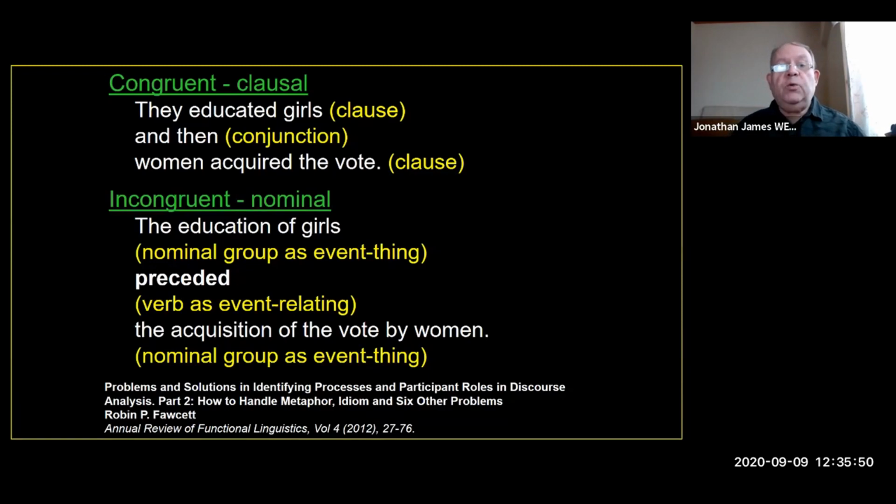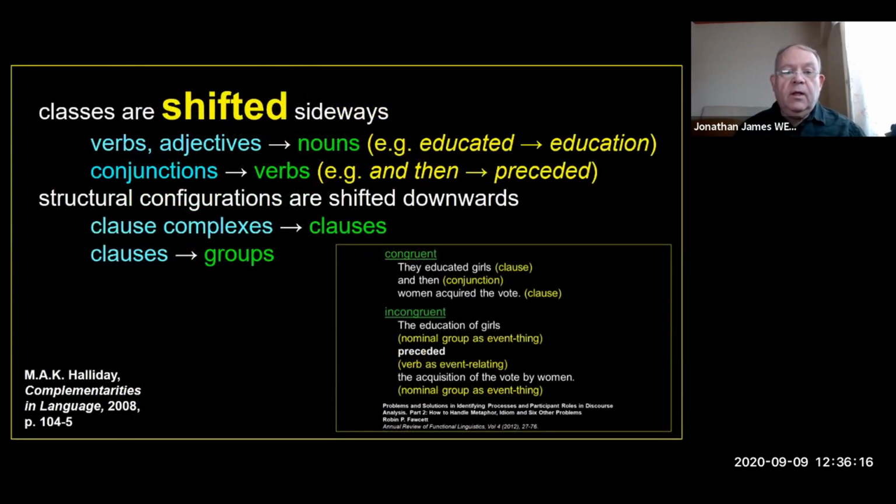Now we have two things, two event things. How are we going to combine them? They can't be combined with a conjunction. Instead, we use a verb now to combine them. What have we done, basically? We've turned two clauses combined with a conjunction into one clause with one verb. There's been a shift that's taken place.